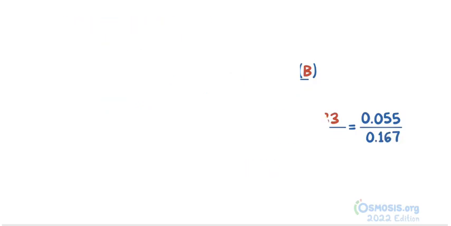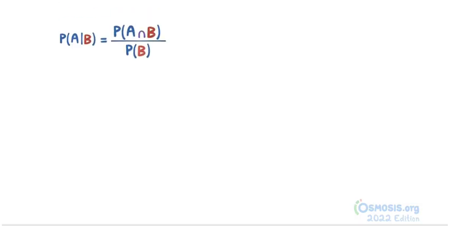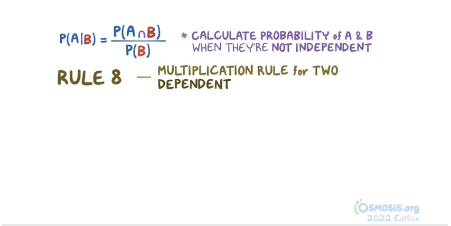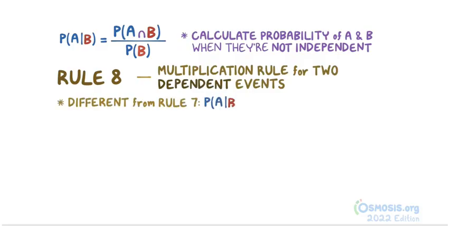Alright, so now let's take it one step further. We can use conditional probability to calculate the probability of event A and event B when the 2 events are not independent. And this is Rule 8, the multiplication rule for dependent events. This is different from Rule 7, conditional probability, which is the probability of event A given event B occurred. In fact, the multiplication rule for dependent events uses the conditional probability, and it states that the probability of events A and B equals the probability of event A times the conditional probability of event B given that event A occurred.